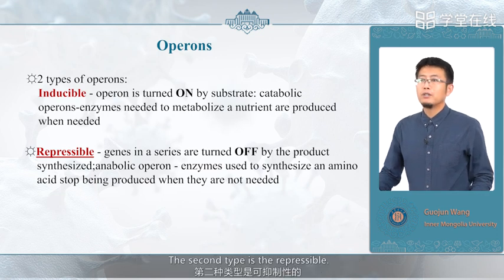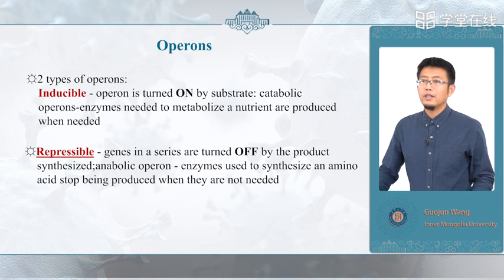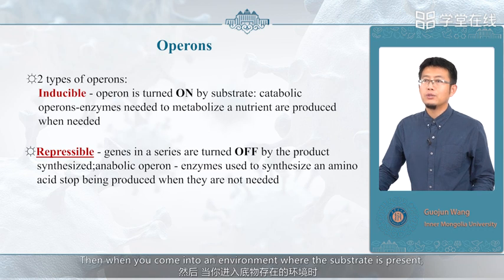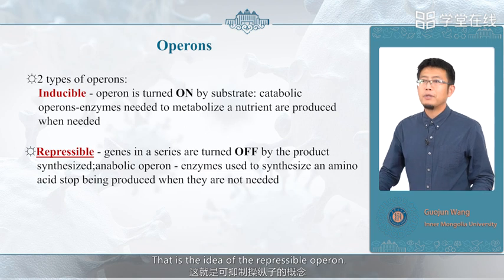The second type is the repressible operon. This is when you want to shut it off because you do not need it. Usually, these genes are on. You turn them off because you don't need them to be on at that time. Typically, in this situation, you need to have the product all the time, so you turn those genes on all the time. Then when you come into an environment where the product is present, you do not need to make it, so you shut the genes off. That is the idea of a repressible operon.